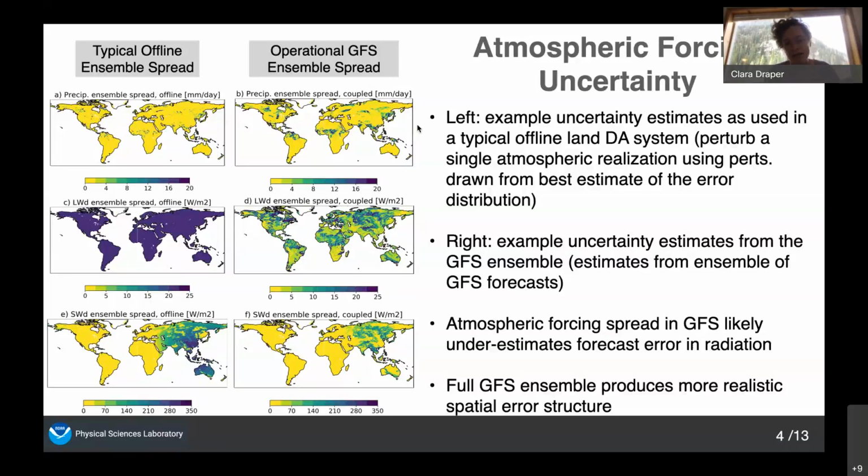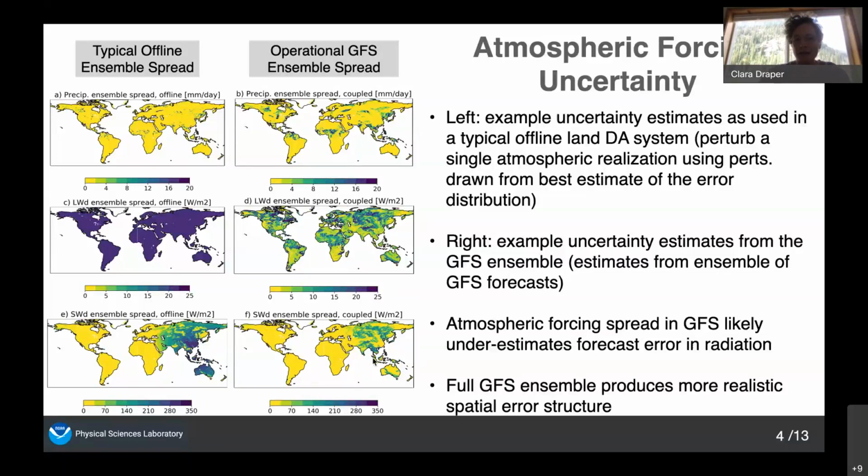Likewise, for long wave, obviously that's potentially more realistic than having just uniform uncertainty everywhere. For short wave as well, in the offline system, it's done multiplicatively, which means you're going to have the greatest uncertainty where you've got the greatest short wave under clear sky conditions. And yet under clear sky conditions, we are actually relatively confident of the forecast. Whereas if you compare that to the image from the GFS, you've got the greatest spread where there's some uncertainty in the location of clouds.